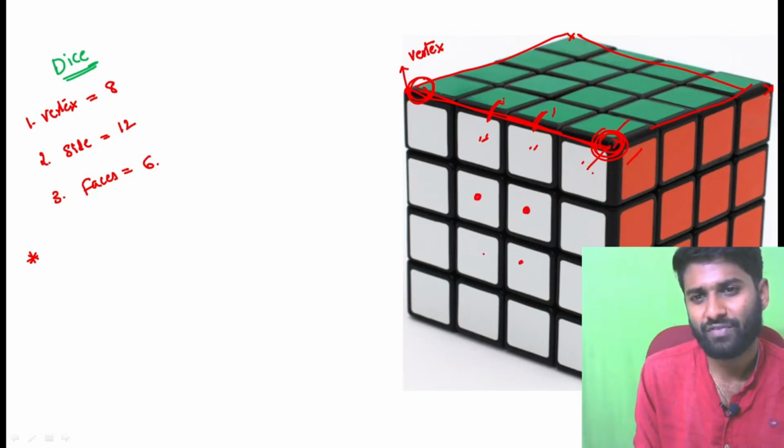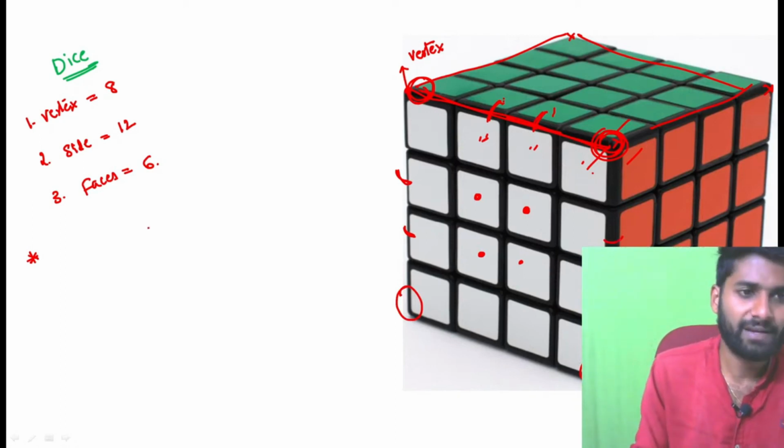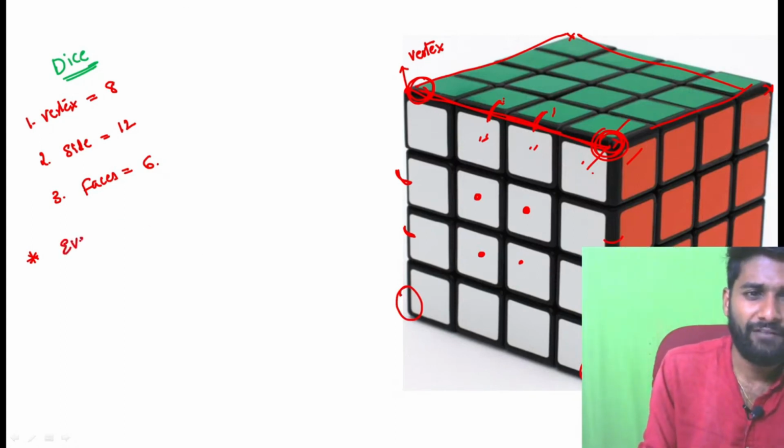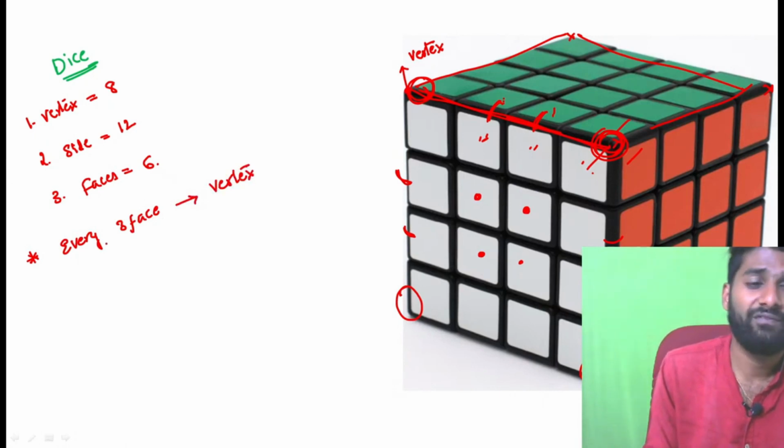We can see only one face. Here we can see two faces, here three faces, and here two faces. If you observe the entire diagram, every three-face cube is available at a vertex point. Point number one: every three-face cube is available at a vertex. Second information.